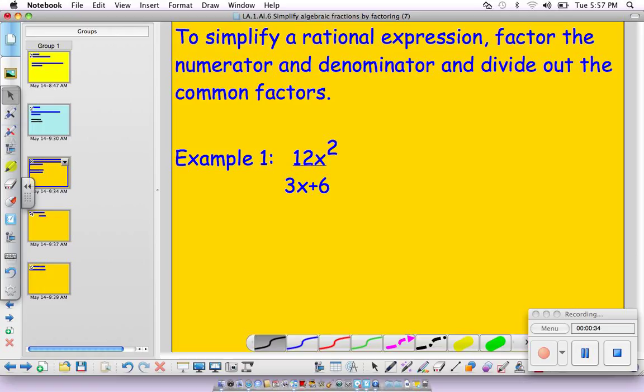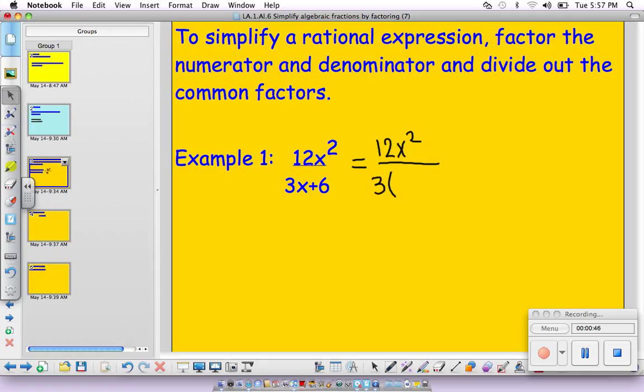For example, 12x squared cannot be factored, so we'll write it as 12x squared. But we can factor a 3 out of the bottom, and when we do that, we have 3 times x plus 2. Now, since these are all factors, if I have any common factors, I can divide them out.